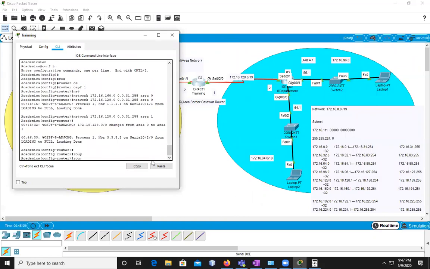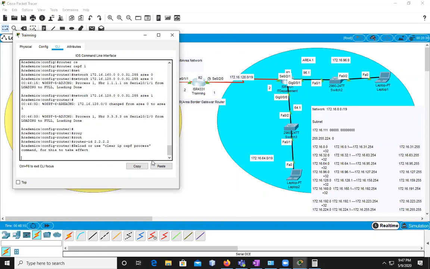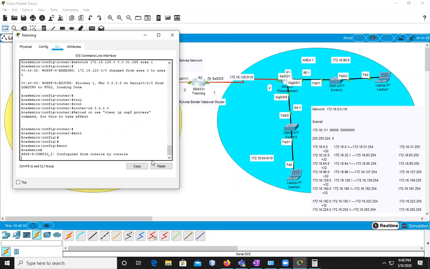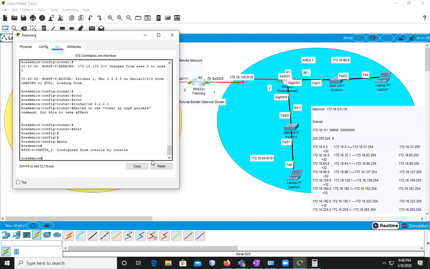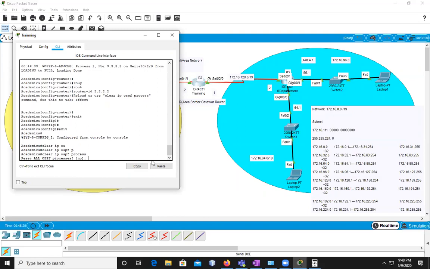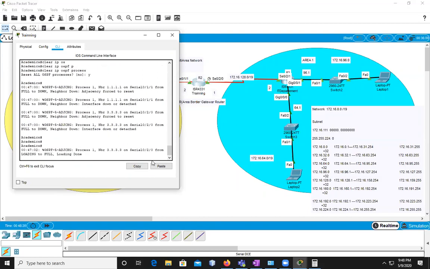And then we can go with the router ID, which is 2.2.2. Hit enter. Reload, so we can go to exit and then exit from here. So clear IP OSPF process. That's it. Loading is done.